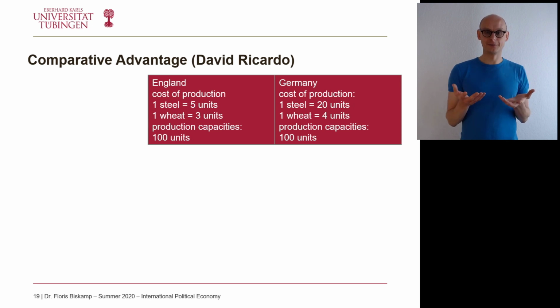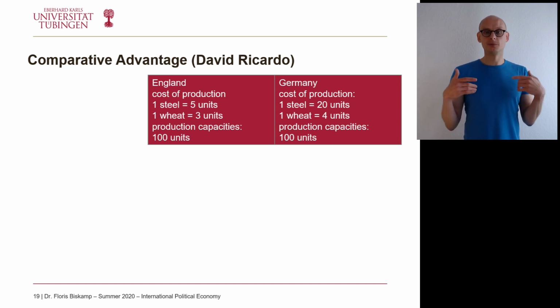Now let's look at a slightly different situation. What I did here is leave all the numbers the same as before, but only double the cost of wheat production in Germany. So producing 1 unit of wheat now does not cost 2 units of production capacity, but 4 units. And what you see right now is that England is better at producing steel and also better at producing wheat. So they have the absolute advantage in both things that you could imagine producing.